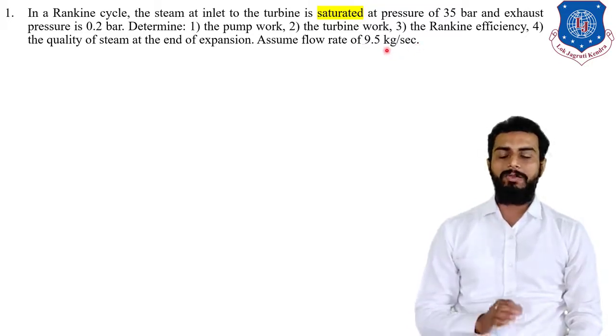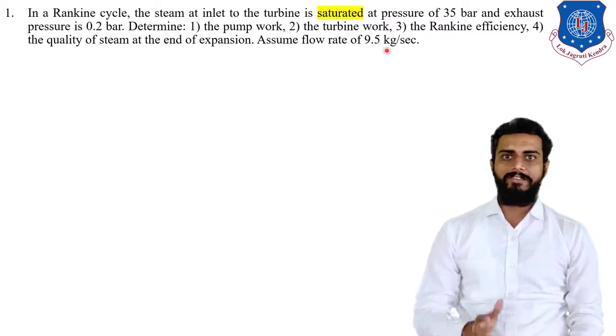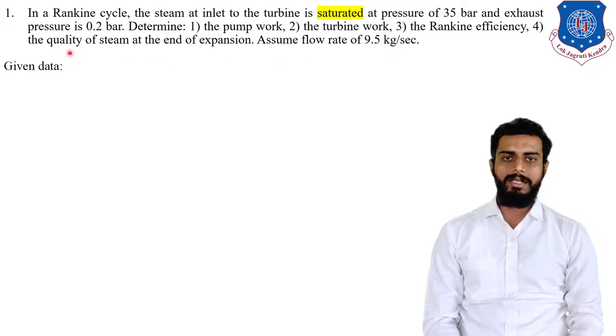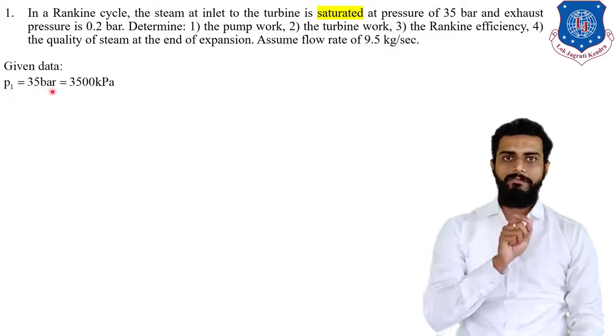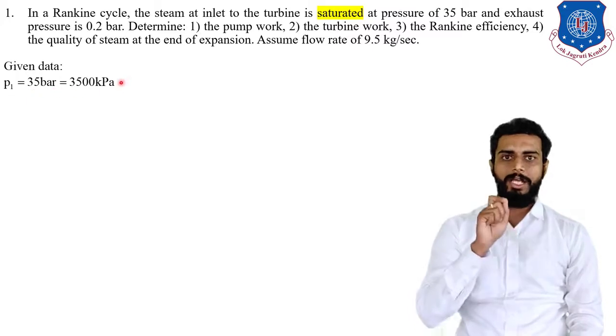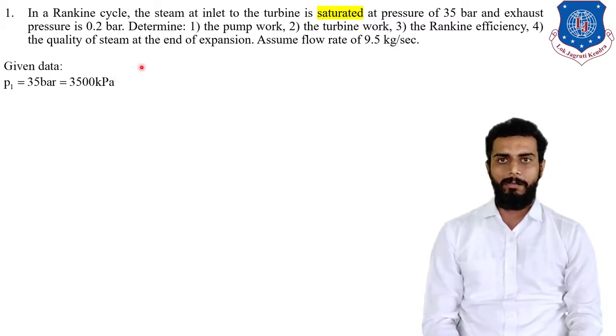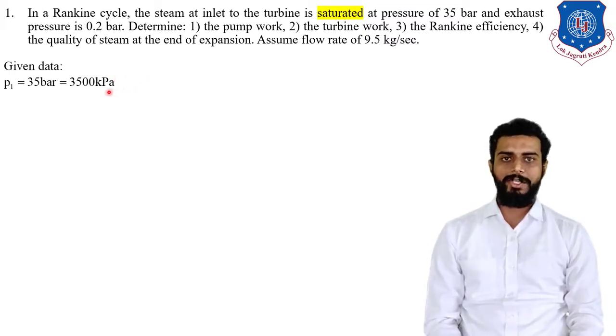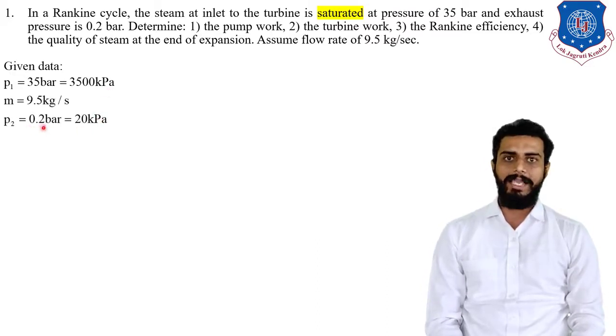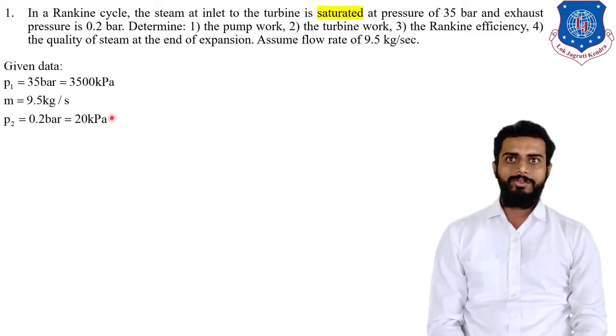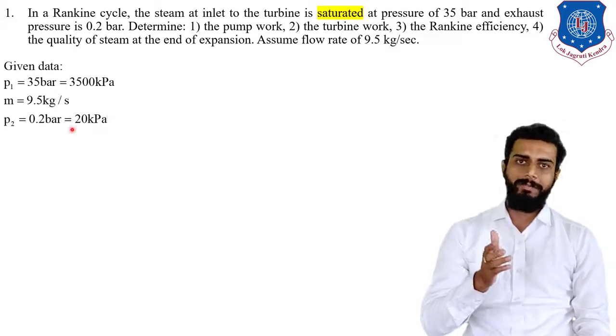Okay, so now we will write down the given data first. As you can see on the left hand side of the section, P1, that is pressure at the inlet of the turbine, we will consider as point number 1. So P1 is given as 35 bar. You can convert this 35 bar into kilopascal, that is equivalent to 3500 kilopascal. Further, the next pressure given is at the exhaust of the turbine. So we will consider that at point number 2. Right, so exhaust of the turbine is P2, so P2 pressure is given as 0.2 bar. If you convert into kilopascal, that will be 20 kilopascal.